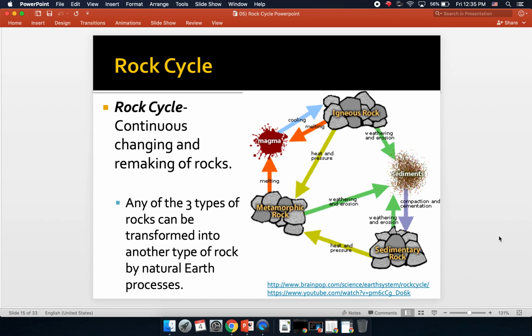Alright, the rock cycle is a continuous changing and remaking of rocks. It's important to note that any of the three major rock types can be transformed into another one of those rock types by natural earth processes. So we have three major types of rock. We have igneous rock, metamorphic rock, and sedimentary rock. And if you're looking at the picture here, you can already see that any of those three types can become one of the other types if it passes through one or more processes.